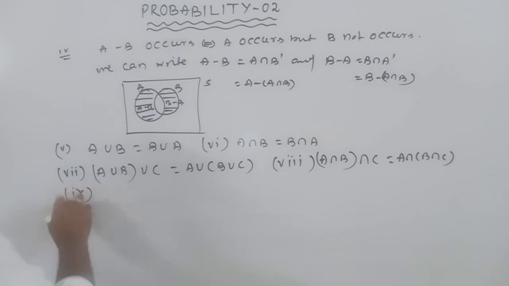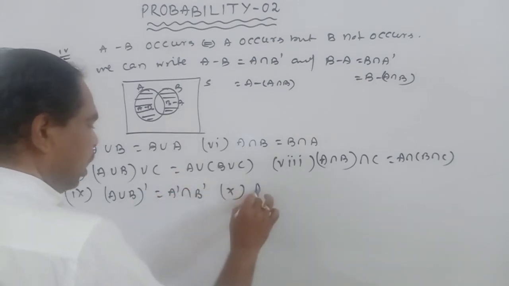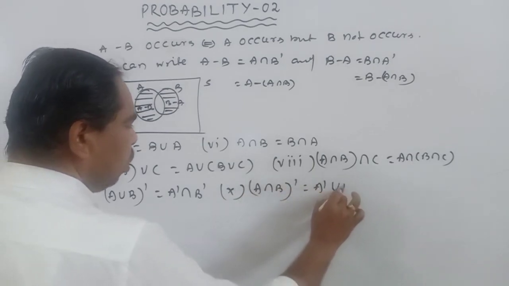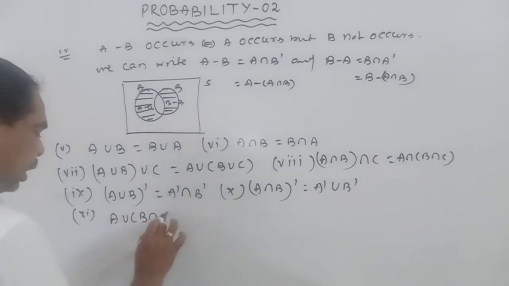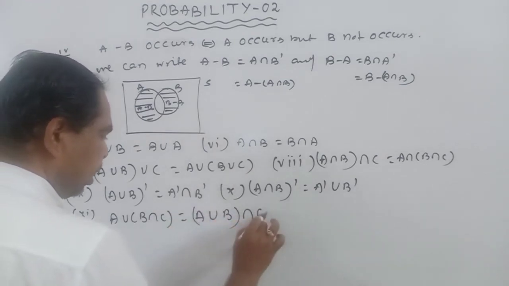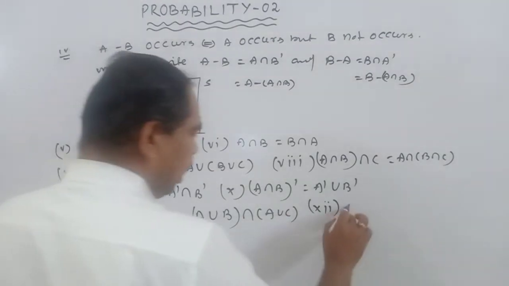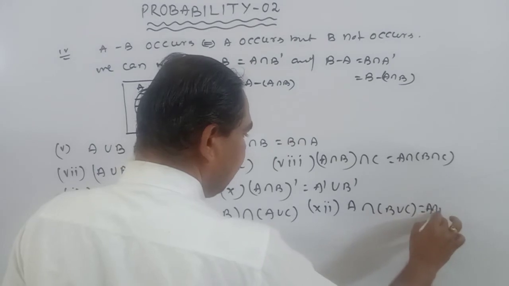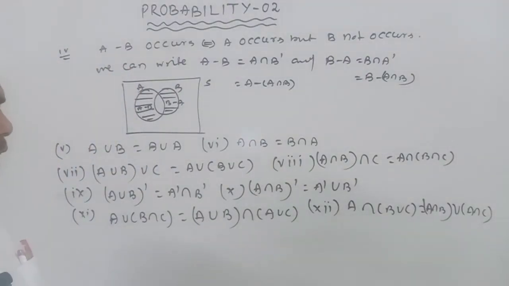Ninth number, De Morgan's law: A union B whole dash is equal to A dash intersection B dash, and tenth number, A intersection B whole dash is equal to A dash union B dash. This is De Morgan's law. Next, eleventh is the distributive law: A union B intersection C is equal to A union B intersection A union C, and twelfth, A intersection B union C is equal to A intersection B union A intersection C. These are the algebra of events.